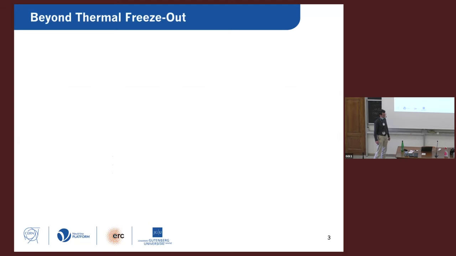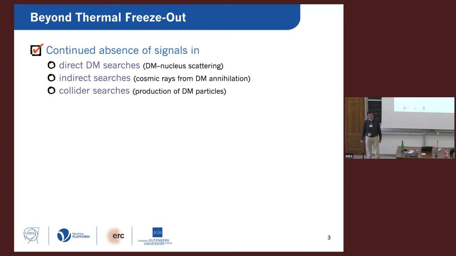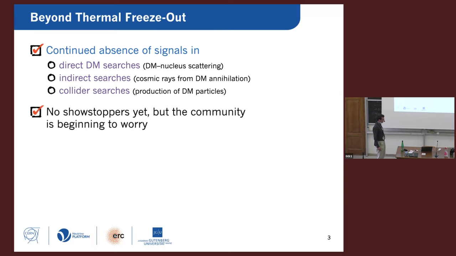Now, we've of course searched for this type of dark matter, and we haven't found it yet, even though there has been tremendous technological progress, both on the direct and indirect detection front, and of course also in collider searches. That's certainly not a showstopper yet, but it's perhaps a reason to either get worried or at least start looking for interesting alternatives.